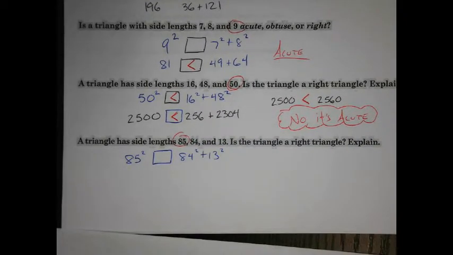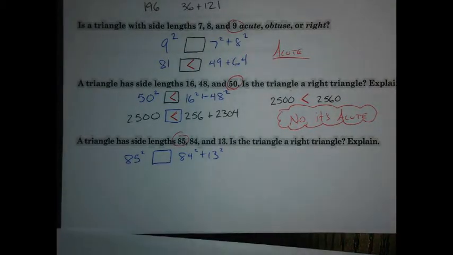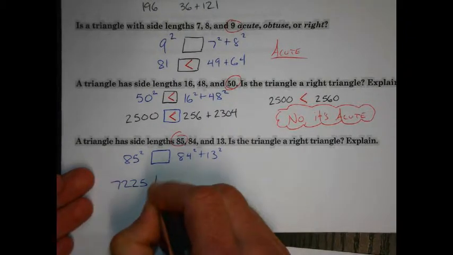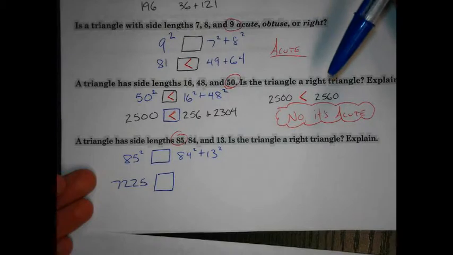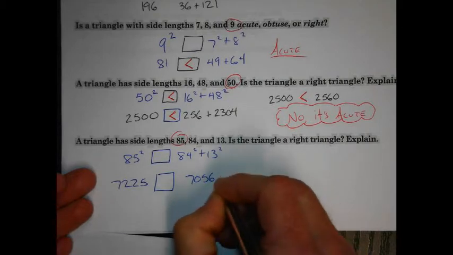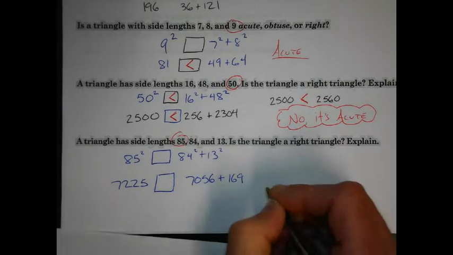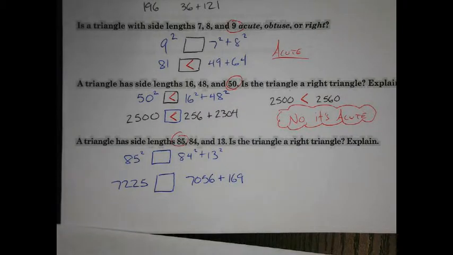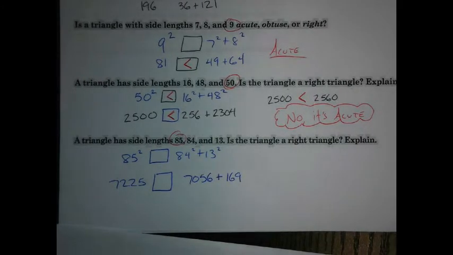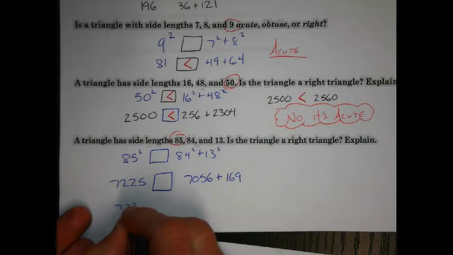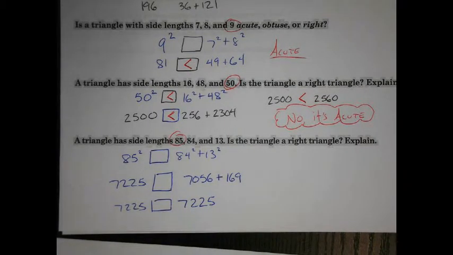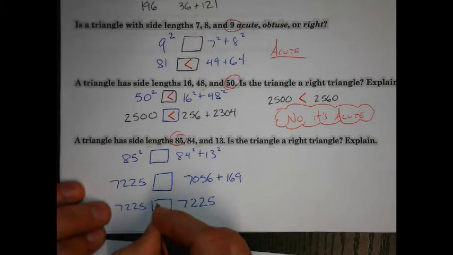So hopefully you can see we're going to have some pretty big numbers here. The first, of course, is 85 squared, and that is 7225. So 7225. Is that going to be bigger than, smaller than, or equal to 84 squared, which is 7056, and 13 squared, which is 169? Okay? So that's the question. So let's add our two lengths together, and guess what we're going to have? 7225 compared to 7225. What's going to happen? Oh, they're equal.